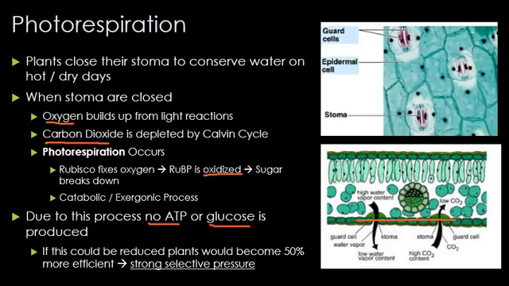Now, this is a big problem for plants. If you could reduce this, they would become much more efficient. And that's actually going to be a strong selective pressure. It's going to make evolution much more likely because plants that can do this will survive better, have more offspring, and pass those traits on to their offspring.